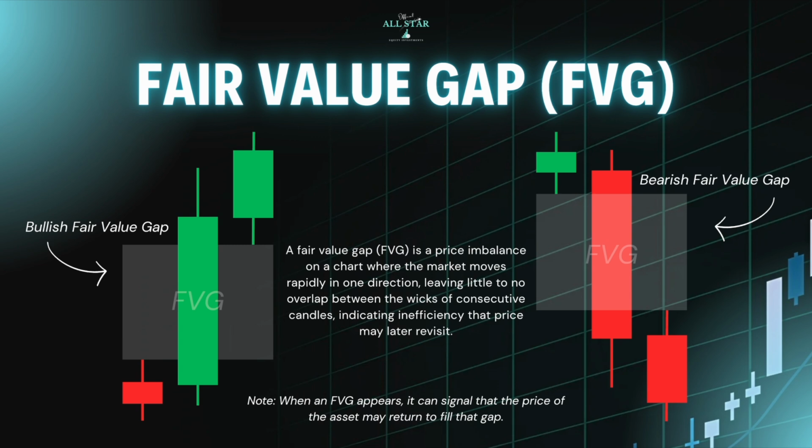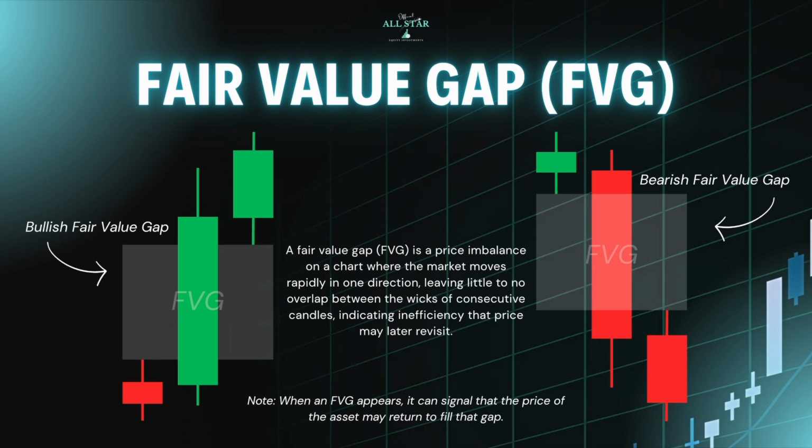So to provide the basic definition, a fair value gap is simply an imbalance where the price has moved rapidly in a direction, which then leaves a lack of an overlap between the wicks of candles in a 3-candle sequence. And the reason why this is important is because there's an imbalance that is created and the price may return to fill this gap.